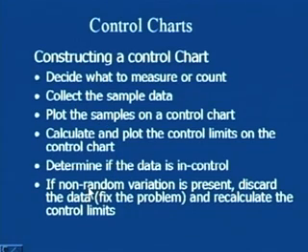The last point: if non-random variation is present, discard the data. The example I showed you earlier in the previous slide, where one of the points was going out of the upper control limit, is basically non-random variation. In that case, it says fix the problem and recalculate the control limit, meaning you discard that particular observation. First find out the special reason there. Once you find out the reason, then discard that particular data, then recalculate the limits.